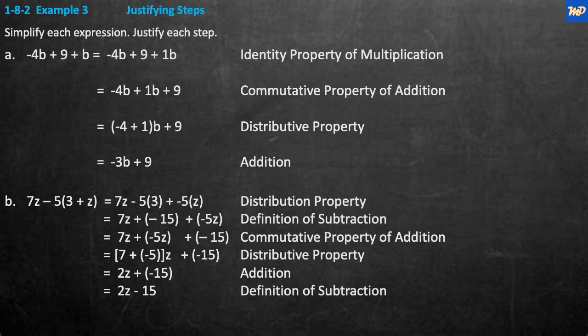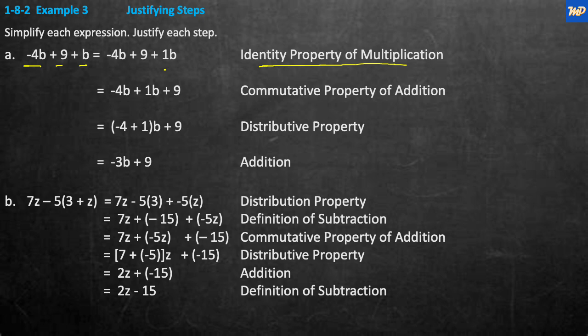I'm going to start off with negative 4b plus 9 plus b. So the very first thing we're going to do is add the 1 right here to the b. And how do you add that? You multiply by the multiplicative identity. We call it the identity property of multiplication. You can multiply any number by 1 and it's still the same number. So I can add that 1. And the good part is down here below, I'll be using that 1 when I add these terms. So you'll see how that goes.